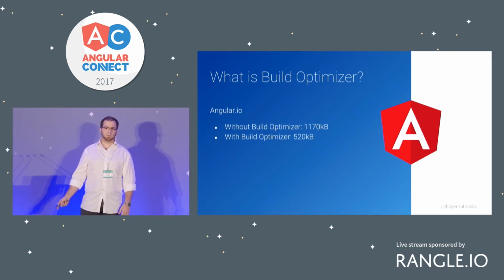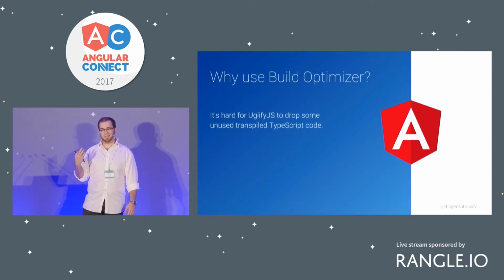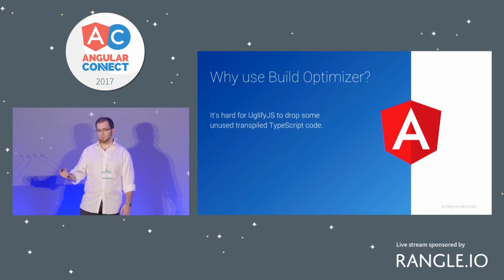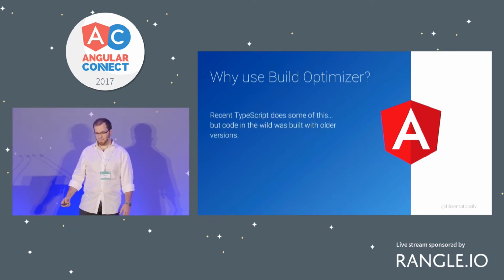But why do we need Build Optimizer? Shouldn't Uglify already take care of this? Well, the answer is that with transpiled TypeScript code, sometimes it's hard for Uglify to actually drop statements. But we know more than Uglify in this case. We know that we're looking for transpiled Angular apps that were built using AOT. So we know what to look for here. We're looking for transpiled classes, we're looking for enums, we're looking for decorators, and we're looking for TypeScript helpers.